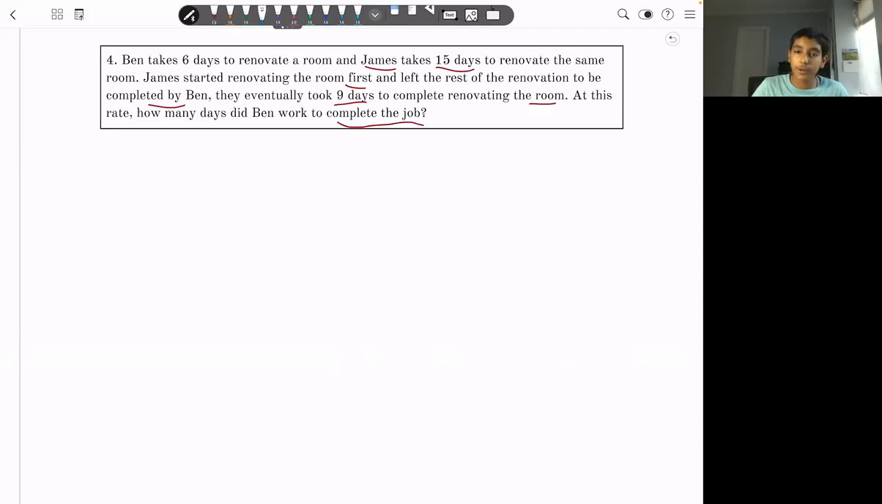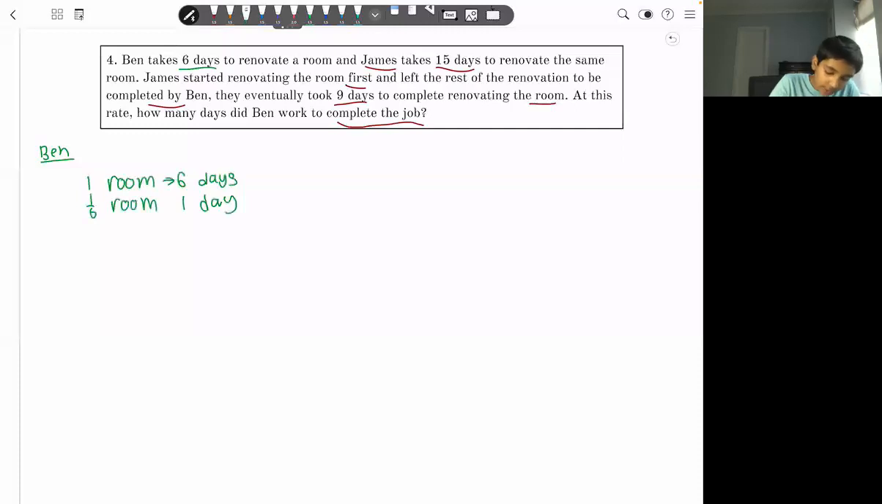So this is one of the more tricky problems that we have for today, so I'm going to spend more time trying to explain it clearly. Ben takes six days to renovate one room. So again, that same idea. Hopefully by now it's clear that if he takes one room in 6 days, for 1 day, he can only do 1/6 of the room. Hopefully by now this idea is clear.